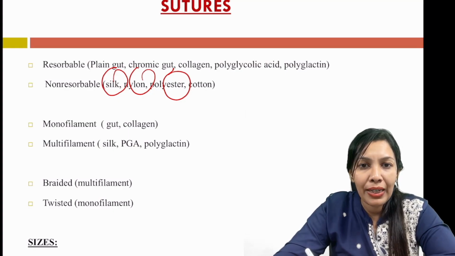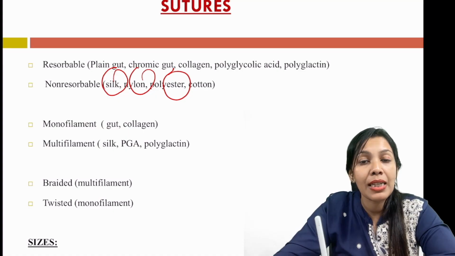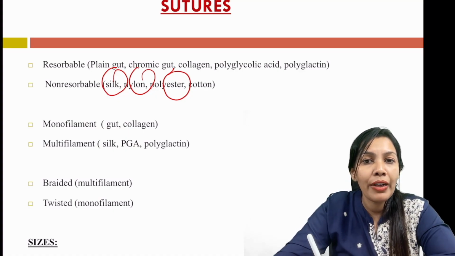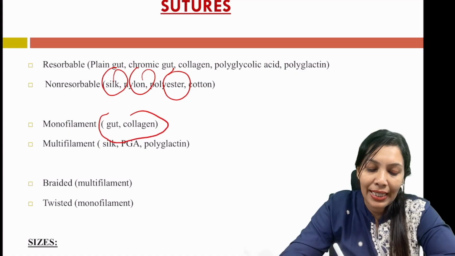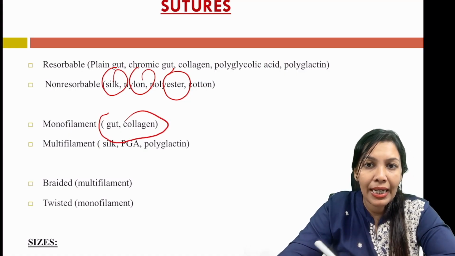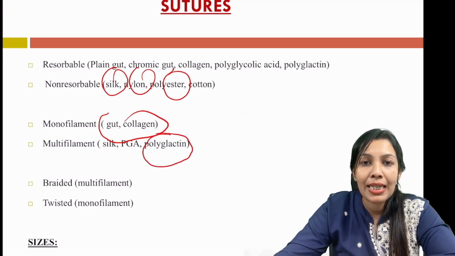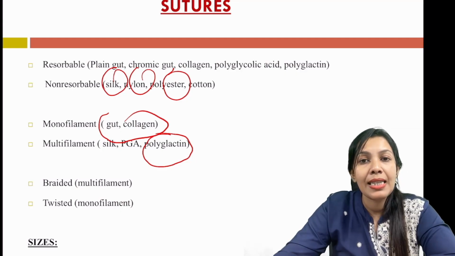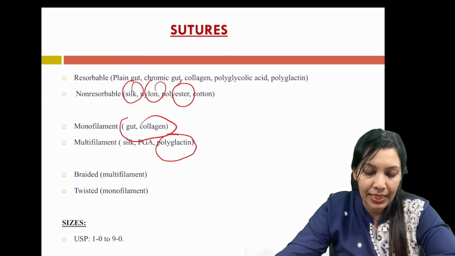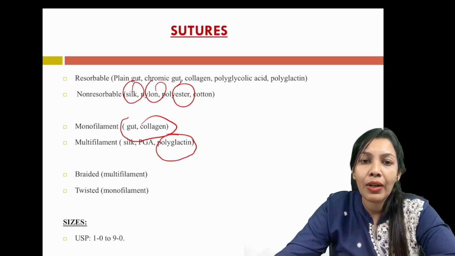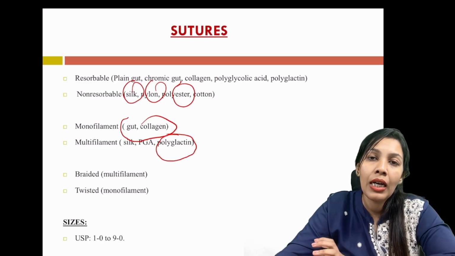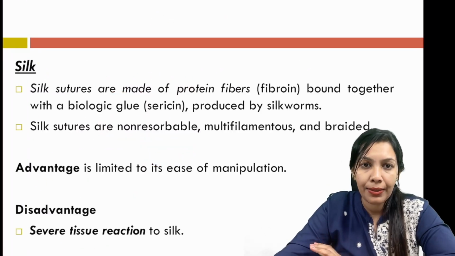And based on the filaments, there are monofilament and multifilament sutures. Monofilament is like collagen, gut, etc. Multifilamentous materials include the resorbable type like polyglactin, PGA, and silk, etc. Next, there are braided types and twisted types. The size can range from 1 to 0, 1 to 9, right?